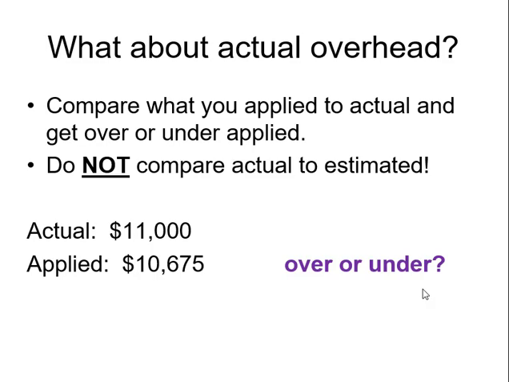Notice we're never going to use the estimate again. Once we've got the rate, drop it. We don't use estimates again in job costing. How do I know if it's over or underapplied? Well, you applied 10,675. That was less than actual. That's underapplied.